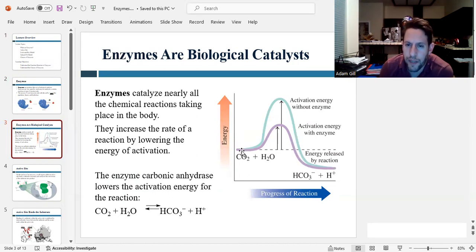Now, without an enzyme or without a catalyst, there's a large barrier of energy that you have to overcome. With a catalyst, shown here in purple, the energy barrier that you have to get over is much smaller, and so it's easier to make the reaction happen faster. The starting point and the ending point are the same, but you have less energy to put in to make the reaction happen. So it lowers the energy of activation.